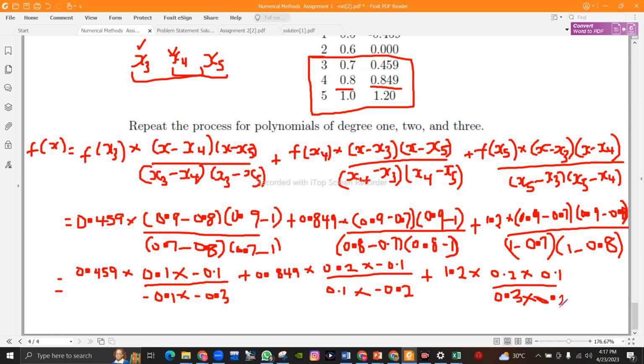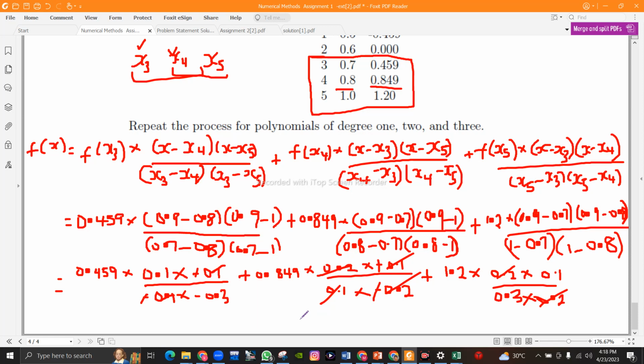So we do that, this minus will cancel this minus, and this will cancel this, and this will cancel this. Then this will cancel this, and this minus will cancel this minus, and we're left with one minus. That means this answer will be negative. We're going to have 0.459 times 0.1 divided by 0.3.